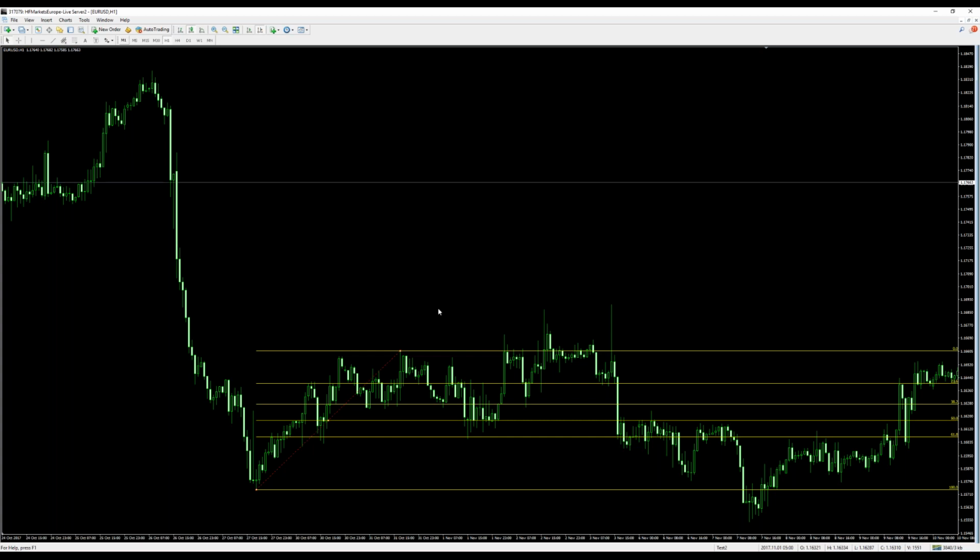Now, the Fibonacci sequence you can find all around nature, and we human beings are part of nature, and our trading decisions are emotional, and then the Fibonacci sequence and the idea applies to our trading decisions as well. This is the reason it works.